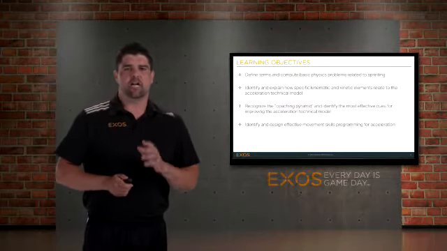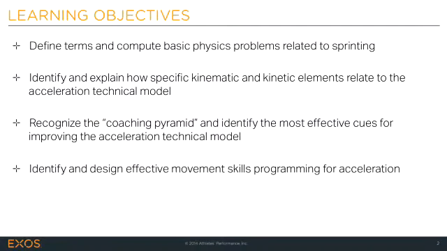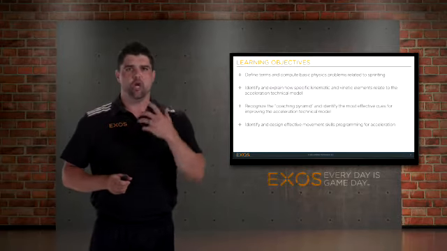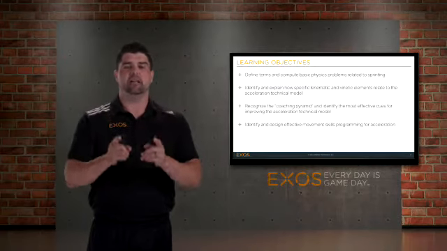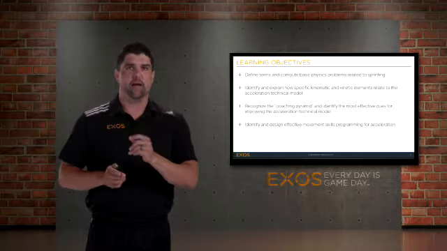Let's start by taking a look at a couple primary objectives that we want to fulfill in this specific presentation. Number one, we want to define terms and compute basic physics problems related to sprinting. Now, this will be one example of information that has utility beyond acceleration. It's also going to highly apply to how we think about absolute speed. Therefore, you might want to reference back to this presentation prior to going into your absolute speed.